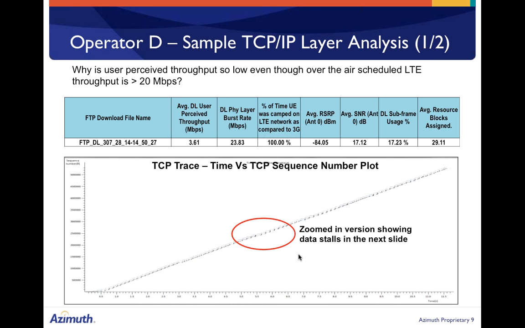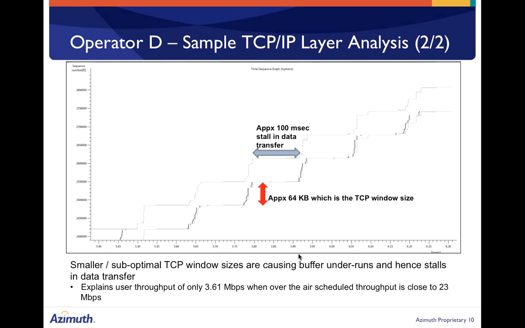It may not be obvious from this slide directly, but it at least points to the fact that it took 11.5 seconds to finish this download, and it was a 5 MB download where the data didn't seem to be coming continuously throughout the download. The next slide, which shows the zoomed-in version of this TCP trace, makes it more obvious what the issue is that contributes to low user-perceived speeds but high physical layer speeds.